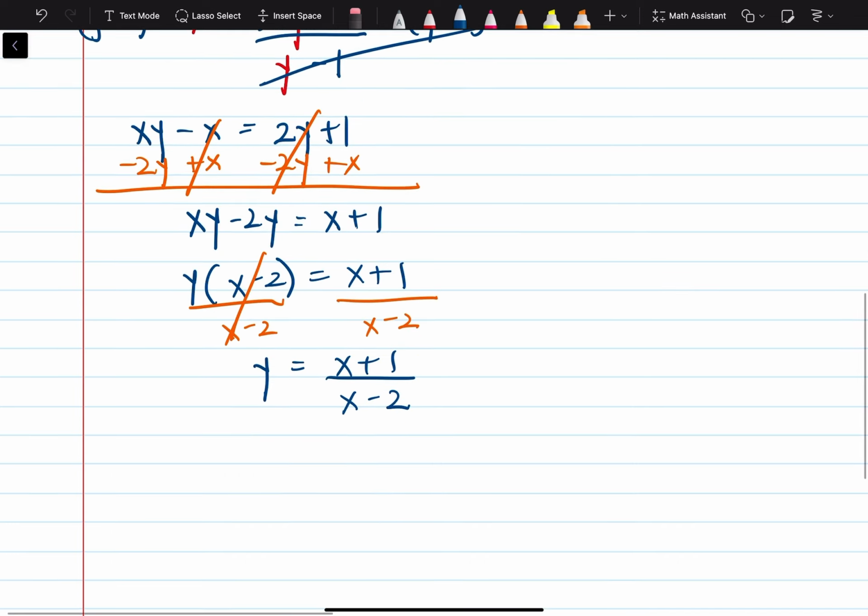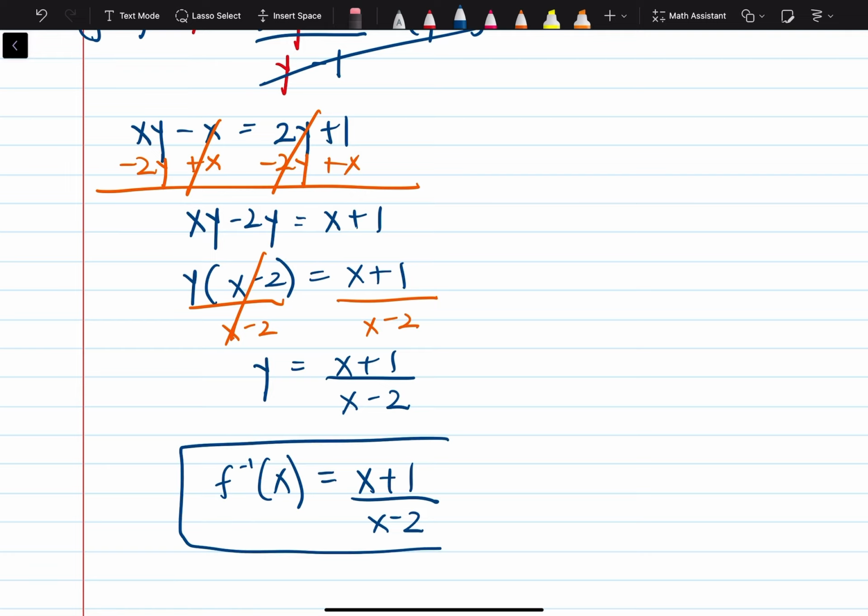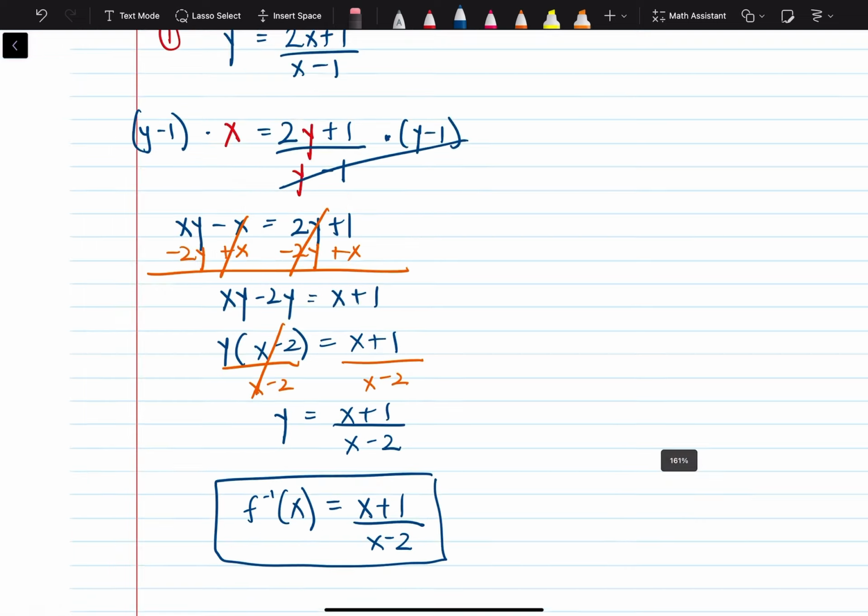So once you do that, you're going to change it back into function notation by changing that y to f inverse of x. Remember, we went over that earlier. It's not to the negative 1 power. That's the notation for inverse, is equal to x plus 1 over x minus 2. All right, so algebraically, that is how you solve for the inverse of a one-to-one function.